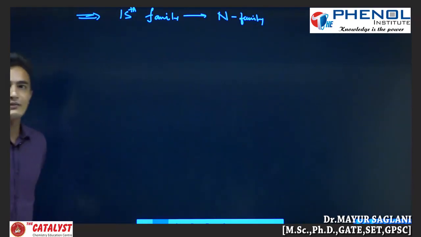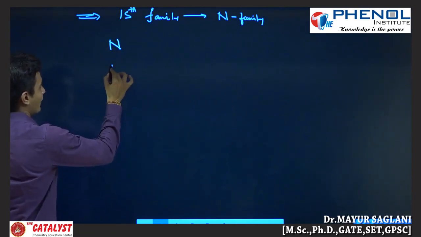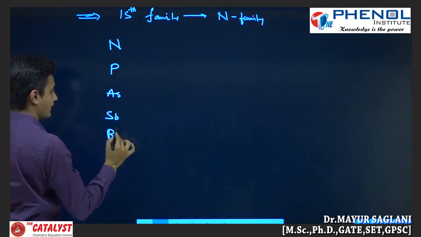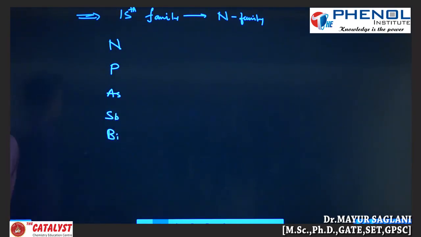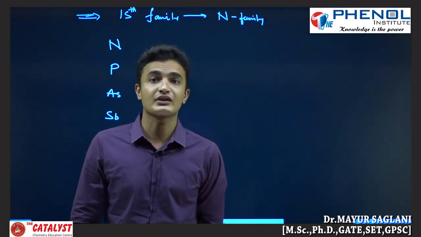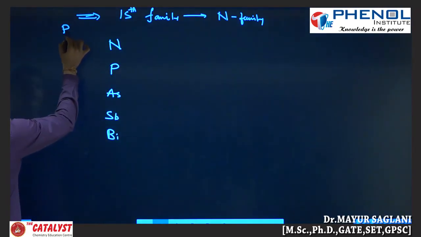In this family we will see elements like nitrogen, phosphorus, arsenic, antimony and bismuth. So now you understand the trend in which we are going. First of all we will write the electronic configuration of the elements, and before that I'll write the period number.